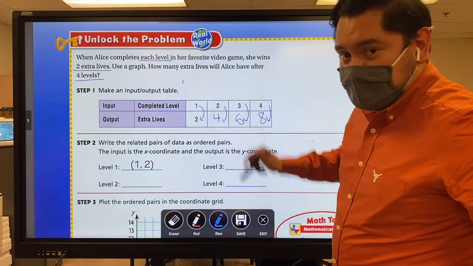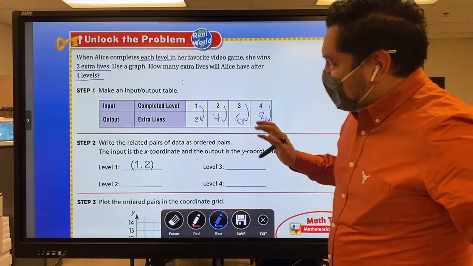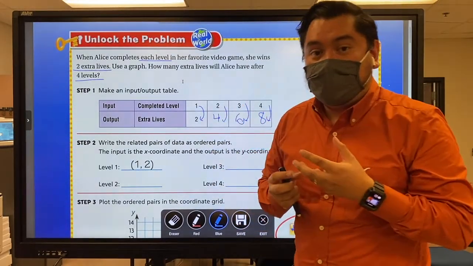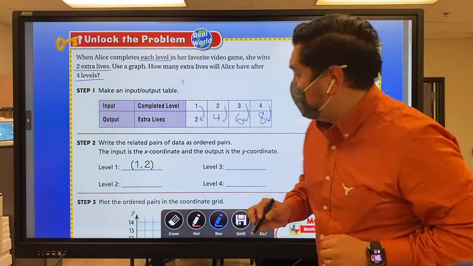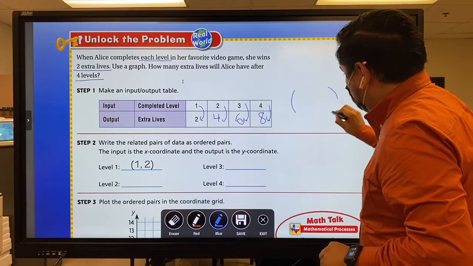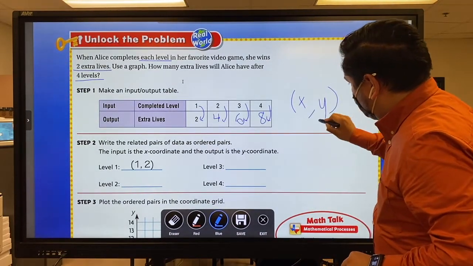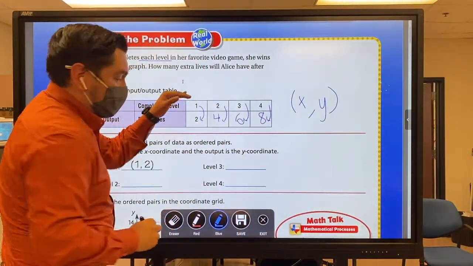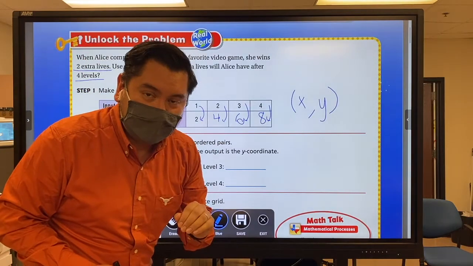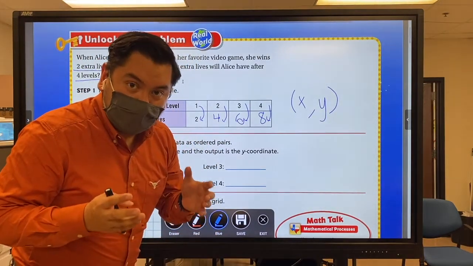Now, we made our input-output table. Now, I can use that to find my ordered pairs. Ordered pairs, as you learned, are a set of two values, an X coordinate and a Y coordinate, X and Y. Here, your top number is always gonna be your X coordinate and your bottom one is gonna be your Y coordinate.